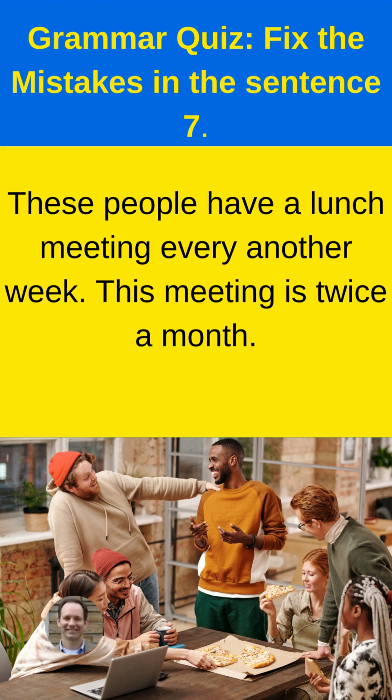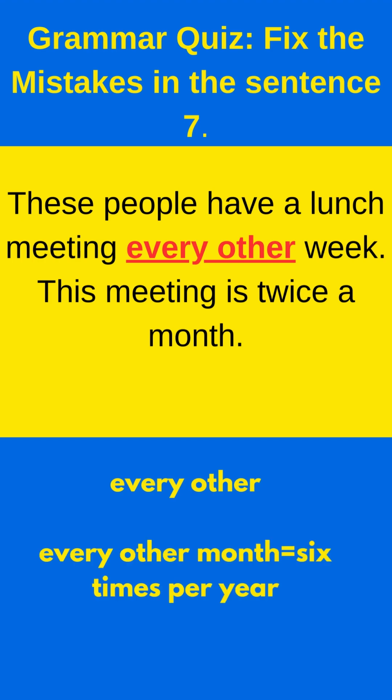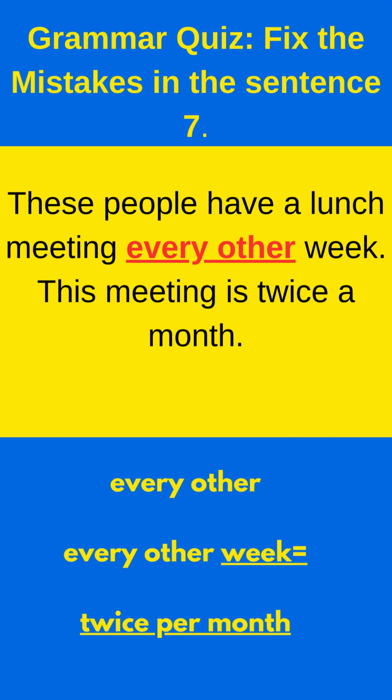Fix the mistake in these sentences. These people have a lunch meeting every another week. This meeting is twice a month. So if you have a meeting twice a month, it's probably not every another week, but every other week. That expression of every other means like you skip one. For example, if you have an appointment every other month, that would be 6 times a year. Every other week is twice a month. So that's what every other day, every other means, skip one.